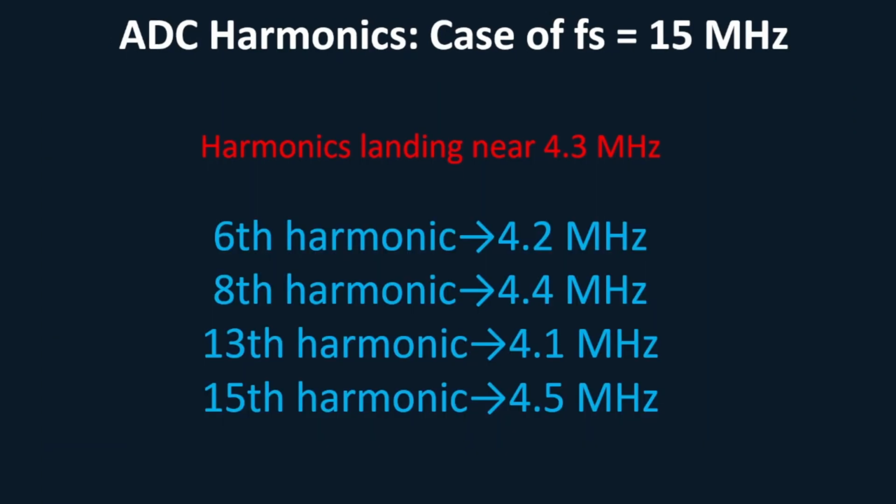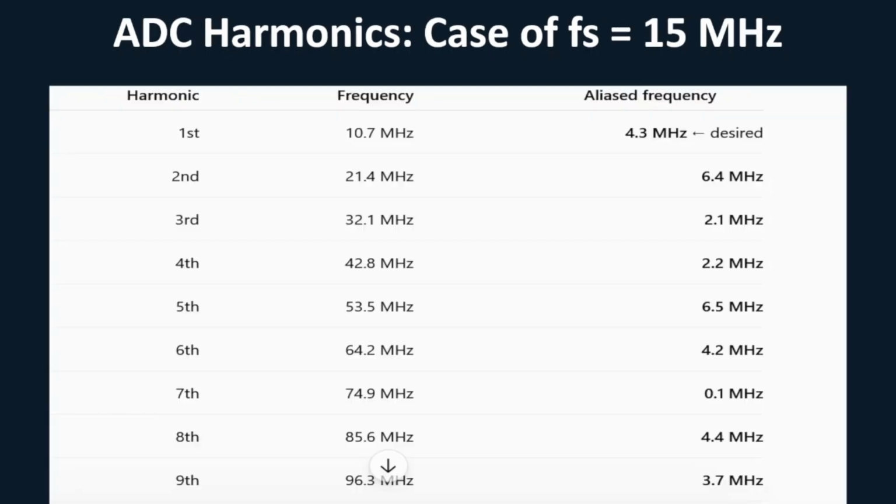Actually, even worse, there is the 15th harmonic. Actually, the 6th harmonic aliases to 4.2, only 100 kilohertz away, and the 8th harmonic aliases to 4.4, same thing. So all these 4 harmonics are really close to our center frequency. So in this case, even though 15 megahertz performed really well when it comes to designing the anti-aliasing filter, when it comes to harmonics, it turns out it's a challenge. It probably won't be a good choice.